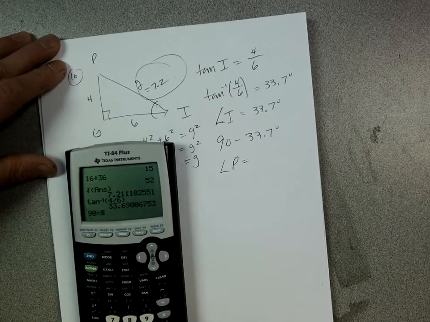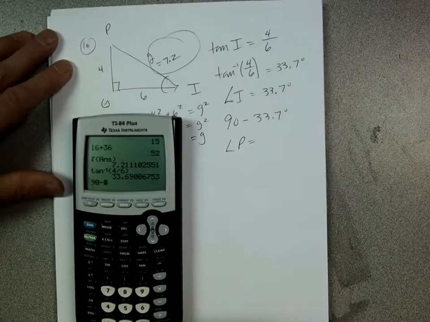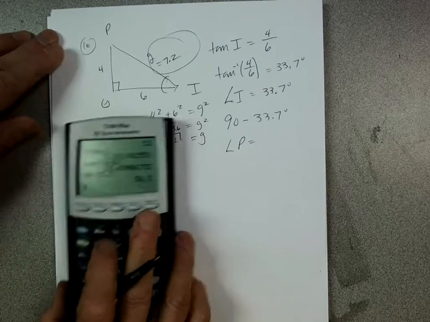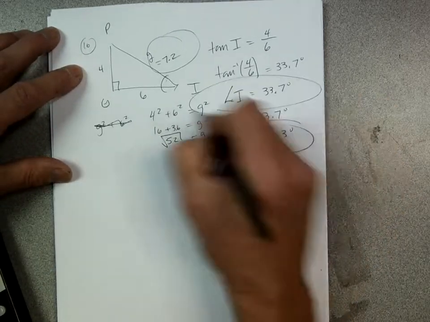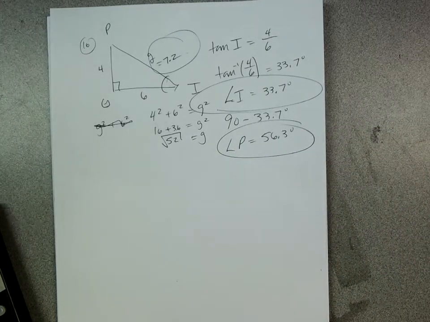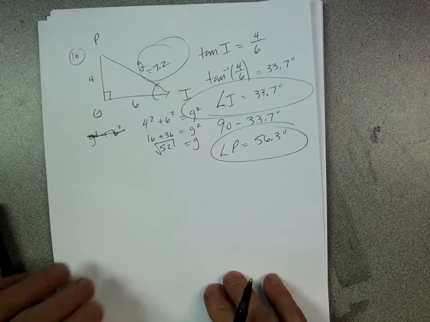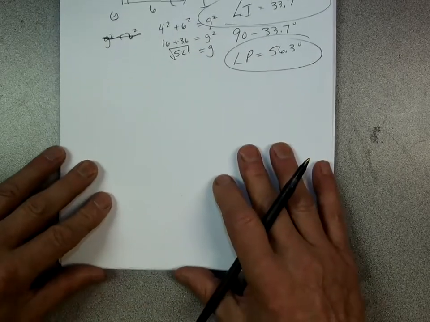90 minus 33.7, I can answer 56.3 degrees. Okay, there we go. All right, turn the page. Number 17. Let's see what we got.